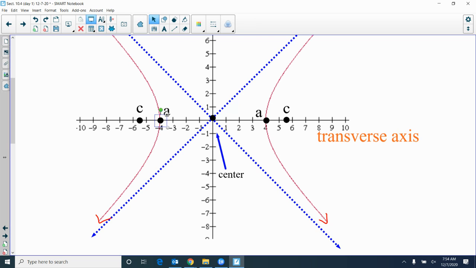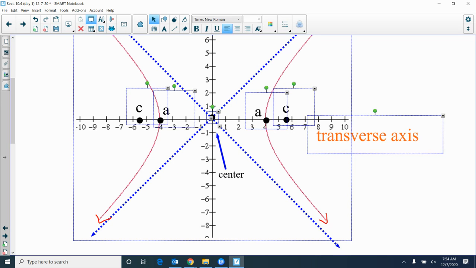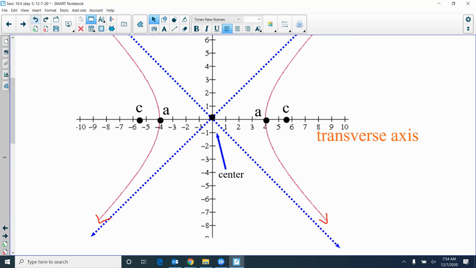Okay, the distance from the center to the edge of the graph is the a value. So from here to here is a. From the center to the foci is c. I'll explain where b comes into the mix. It's not directly graphed, but b does affect the graph here. The transverse axis is the axis that goes through your center. It goes through the center, and it goes through your a value, your vertices, and it goes through your foci.